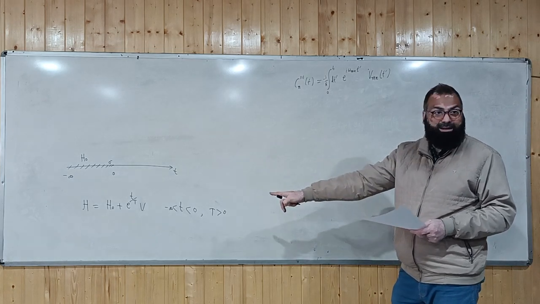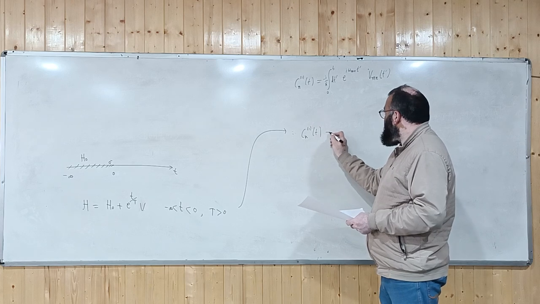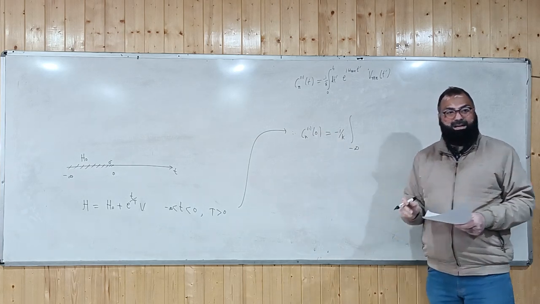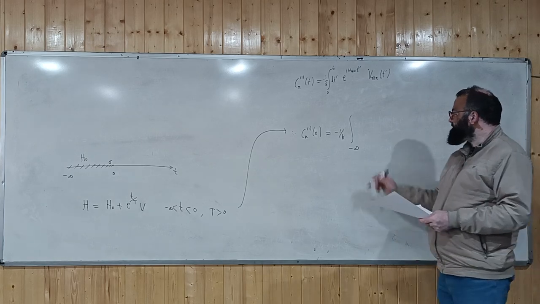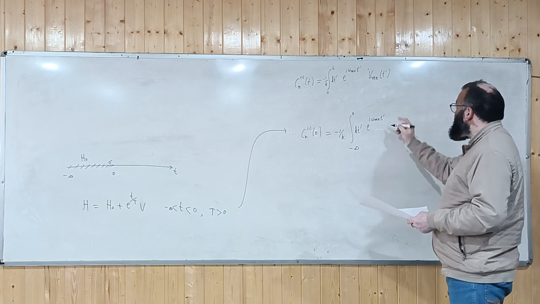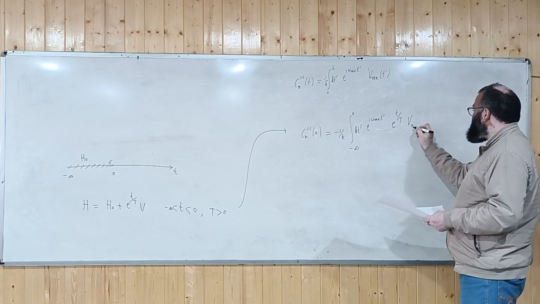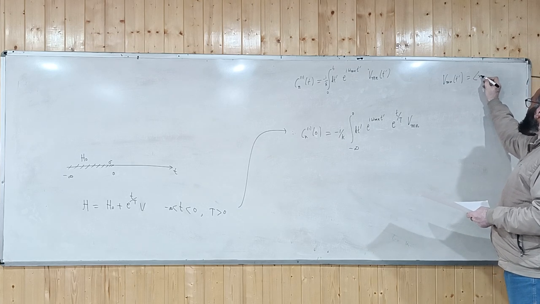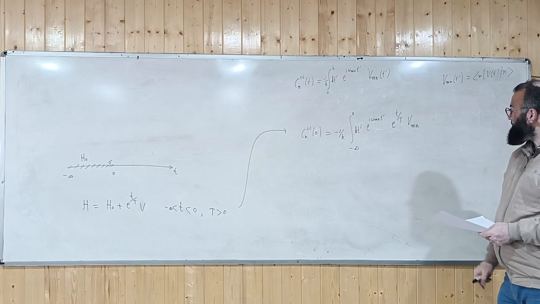Now where are we starting from? Minus infinity. So for this kind of problem I can write Cn1 of t as minus i by h cross, because I have to look at how the system evolves from minus infinity to 0; at t equal to 0 I am applying the perturbation. So it is the integral dt prime, e to the power i omega mn t prime, times V of t, which is simply e to the power t by tau times V. If anybody has a problem, V of t is that e to the power t by tau times V.